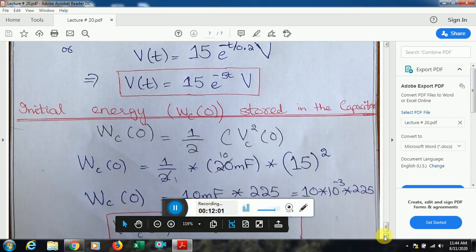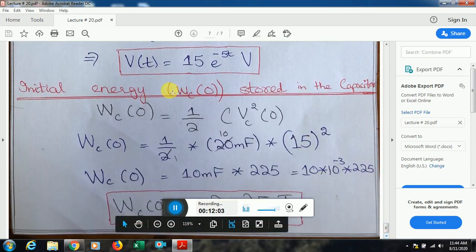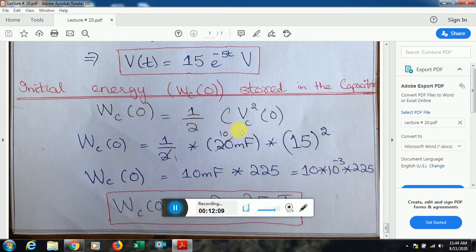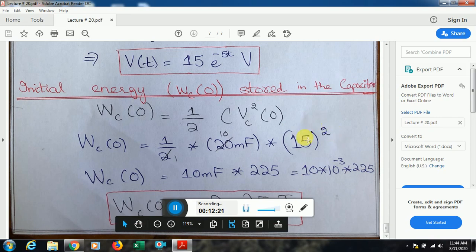Now to find the initial energy stored in the capacitor, which by definition is equal to 1 by 2 C Vc squared at time t equal to 0. So Vc at time t equal to 0, which we just found, is 15. The capacitor value is already given in the question. By simply inserting the values and taking the square of this, we get to know that the energy stored in the circuit is 2.25 joules.